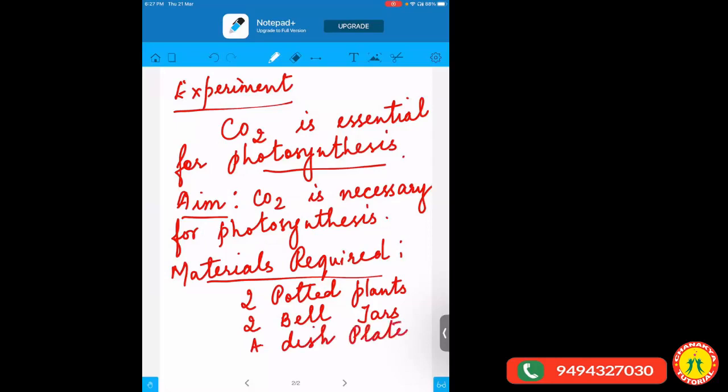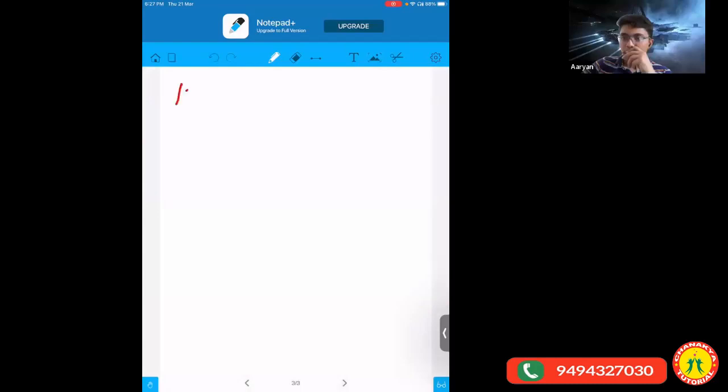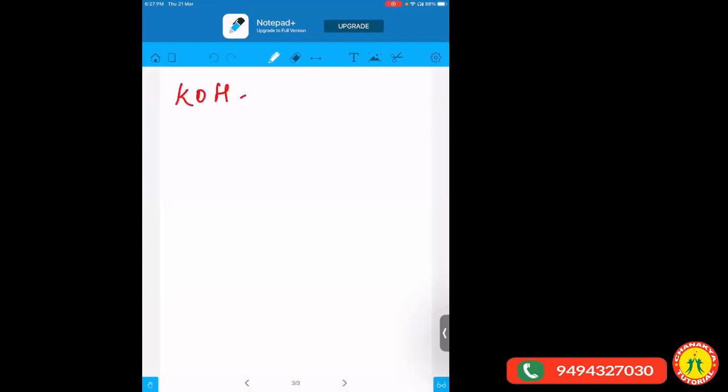Then we need the Vaseline and we need the KOH. What do you mean by KOH, children? What is the full form of KOH? Potassium hydroxide. Very good. So it stands for potassium hydroxide. These are the materials which are required to prove the experiment.